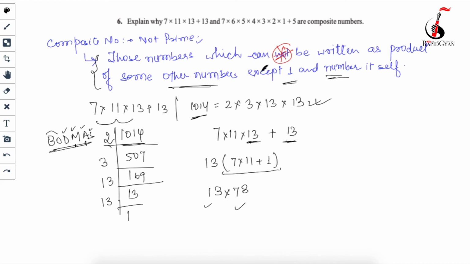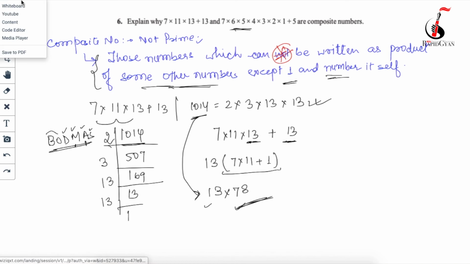What is the definition? The numbers which can be written as the product of some other numbers except 1 and the number itself. So yes, we can write 1014 as the product of some other numbers except 1 and 1014. Hence 1014 is a composite number. Alright, now we'll do the second part. The second part was saying 7654321 plus 5.